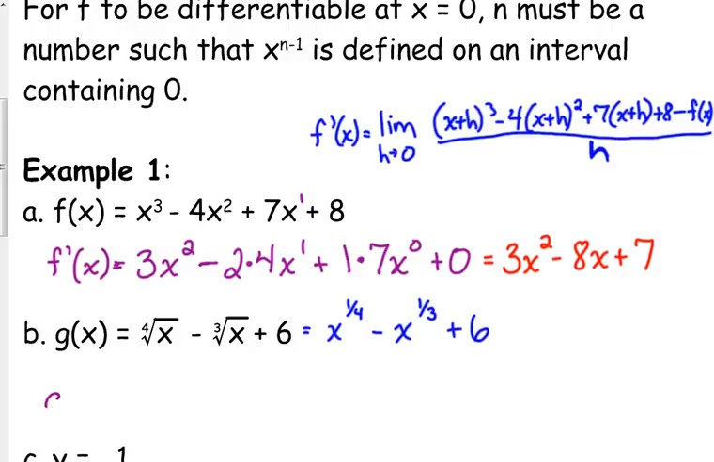Okay, so g prime of x here, the derivative of g is, bring down your exponent, subtract 1 from your exponent. And yes, you've got to be able to do this without a calculator, because these questions will be on the non-calculator portion of the exam, and they love fractions. So 1/4 minus 1 is negative 3/4. X to the 1/3, bring down the 1/3, subtract 1 from the exponent. So that's the negative 2/3. And the derivative of 6 is 0.